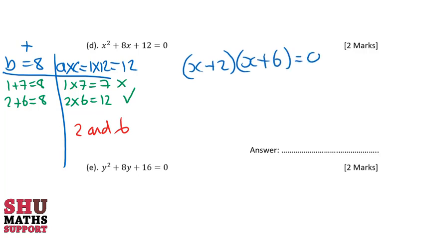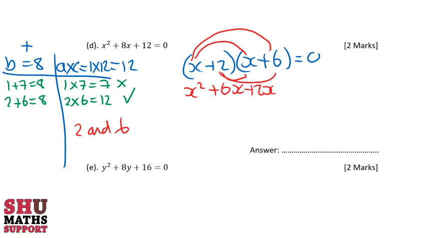And then let's check. X times x is x squared. X times positive 6 is positive 6x. Positive 2 times x is positive 2x, and positive 2 times positive 6 is positive 12. That's all equal to 0. Let's simplify that. X squared plus 8x plus 12 is equal to 0. This is the same as what we began with, so we know our factorisation is correct.